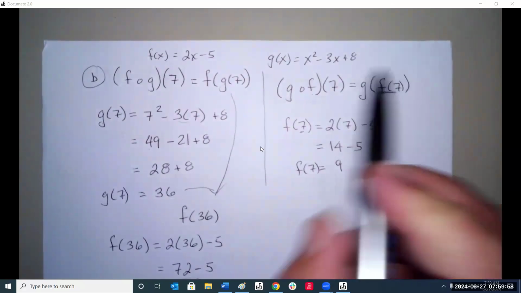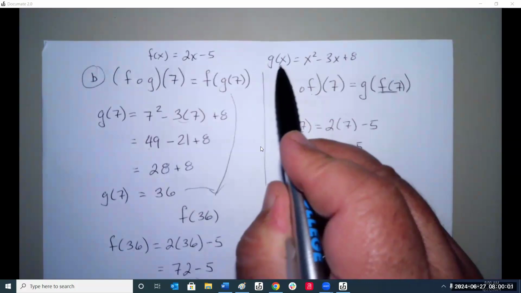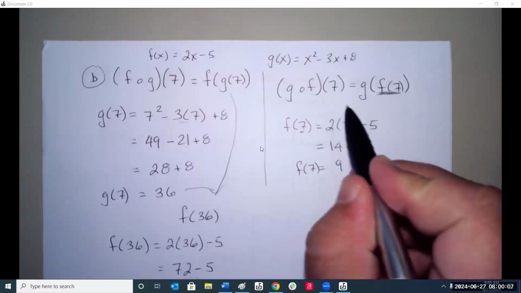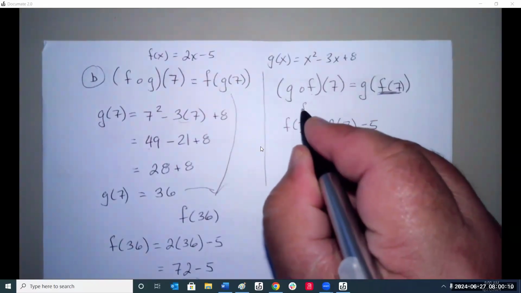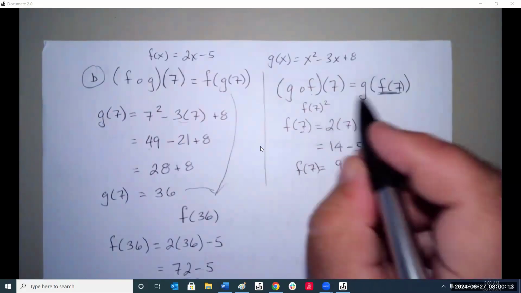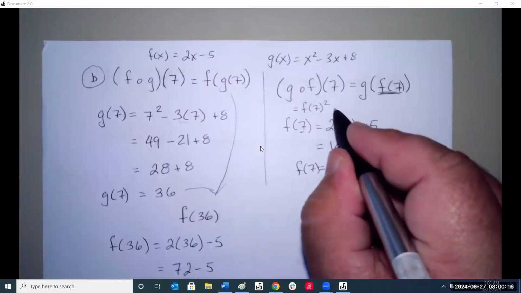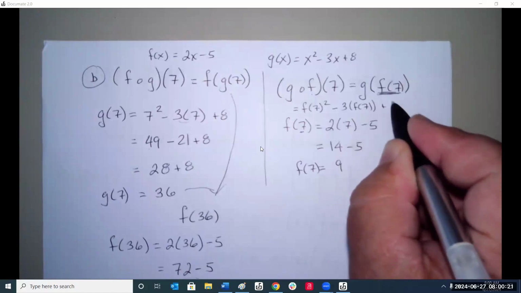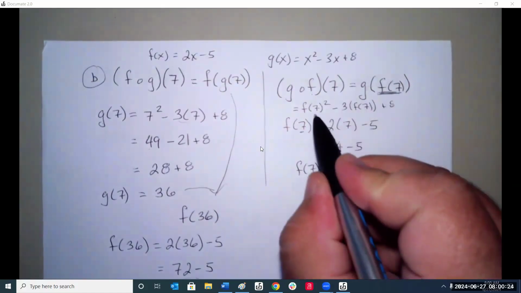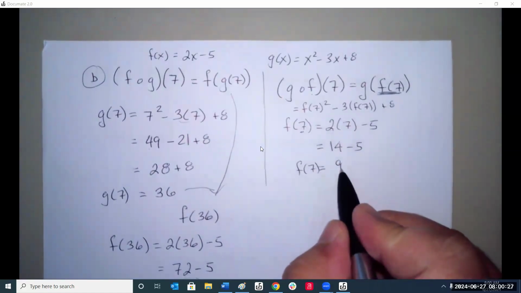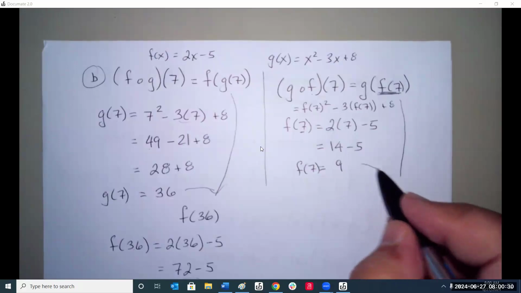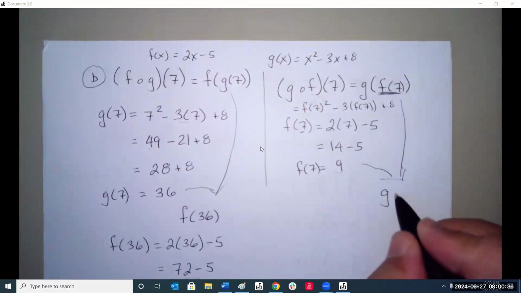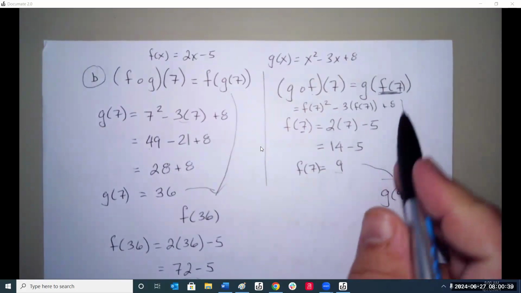Now, what this means is anywhere in our function that we see an x, we put f of 7. So what we're going to have here is f of 7 squared minus 3 times f of 7 plus 8. So we have to first find f of 7, which we did. Now we combine those. We put the number 9 inside the g function, because f of 7 is 9.